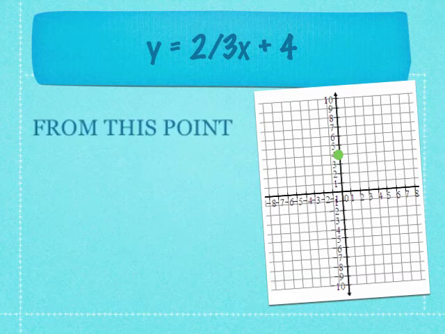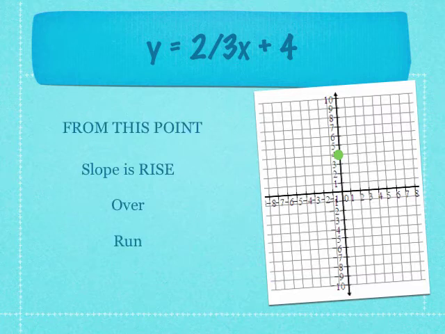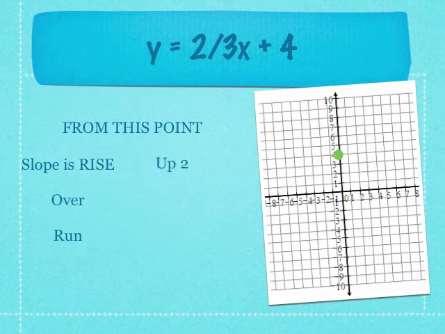Now, from this point, this is our starting point. Start here. You're going to use the slope. And remember, the slope is rise over run. Rise over run. So I have 2 over 3. I'm going to rise 2. So let's go up 2. I'm going to run 3. So I'm going to go to the right 3.